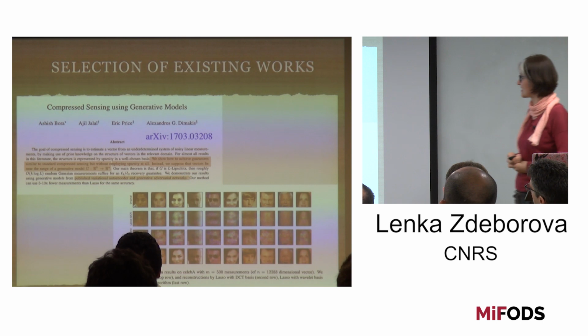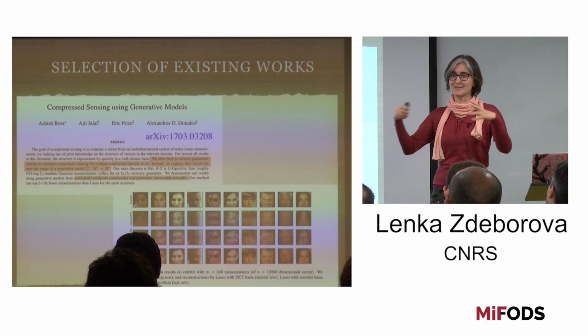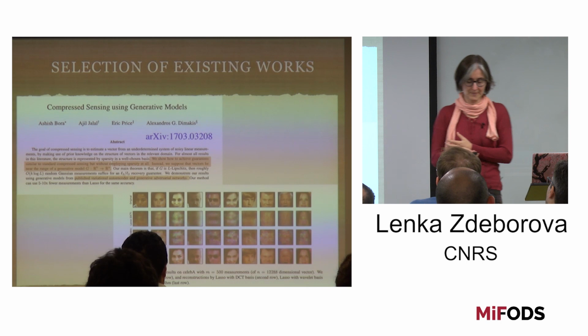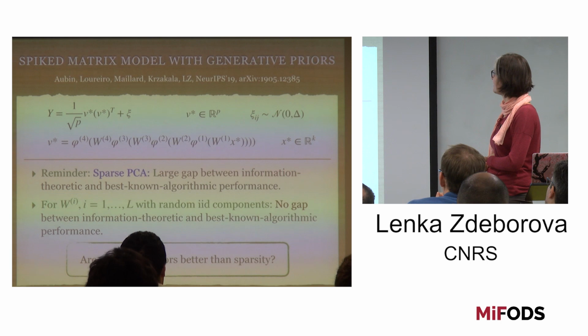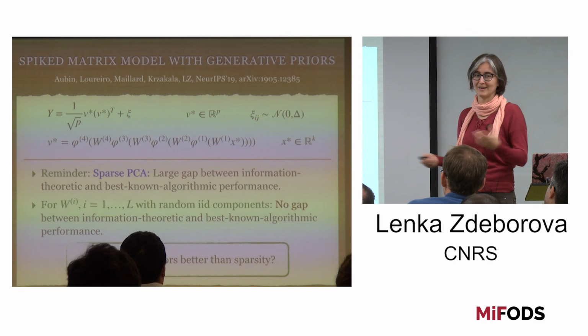They got very nice results by saying, instead of assuming that pictures are sparse in wavelets, we assume that a GAN learns the picture and we use that in the algorithm. Our formula provides a theory for that and has some very interesting implications. So in this paper, we looked at the sparse PCA problem, and I know there are some experts on the sparse PCA problem here.